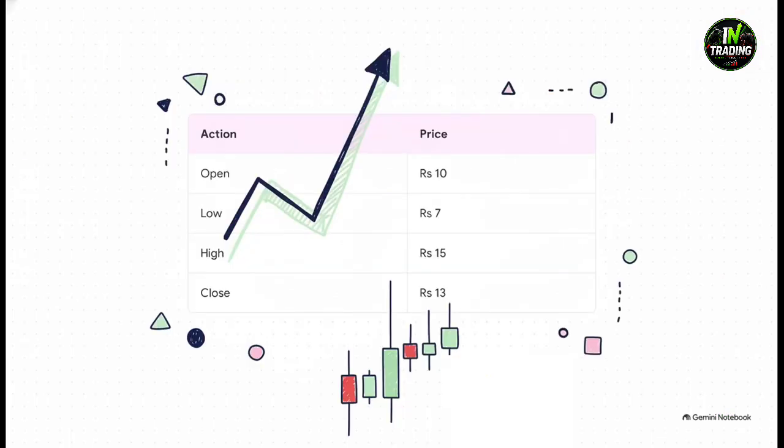Let's ground this with a real example. Imagine a stock opens at 10 rupees. It takes a quick dip down to 7, suddenly rockets all the way up to 15, and then finally settles and closes at 13. This raw data is exactly what creates our visual shape. These four crucial data points, the open, the low, the high, and the close, are captured perfectly in every single candlestick, whether you're looking at a fast 1-minute chart or a zoomed-out 1-year chart.